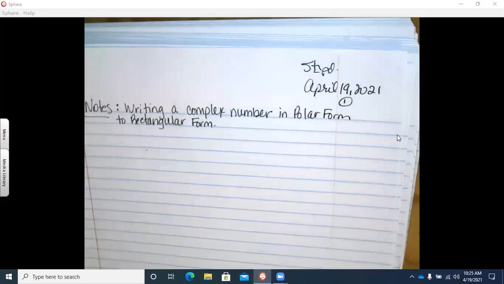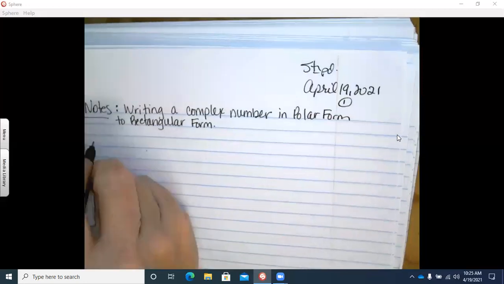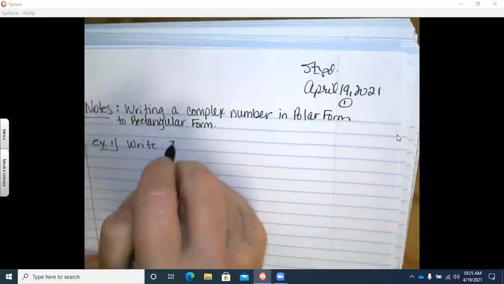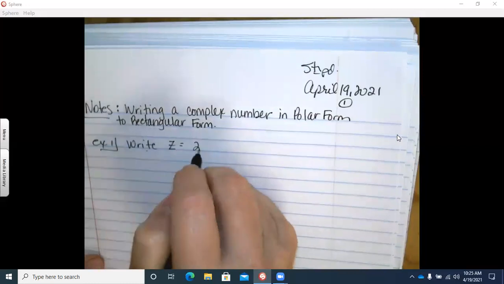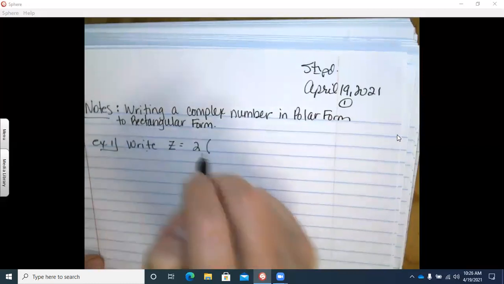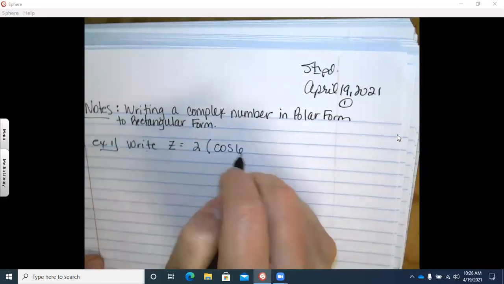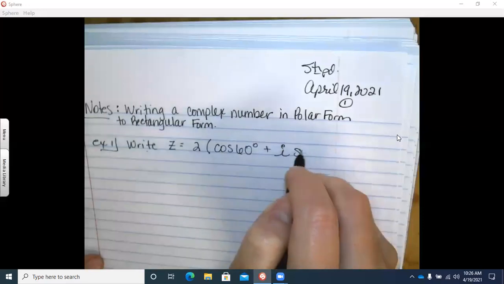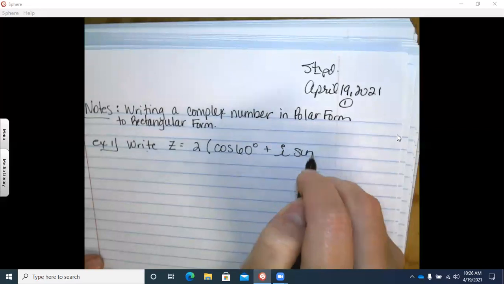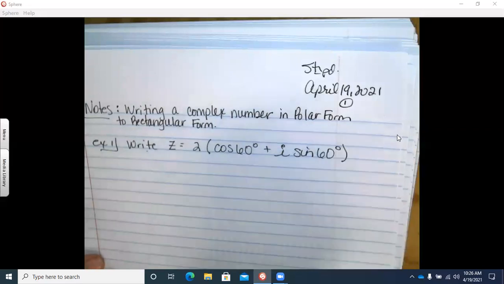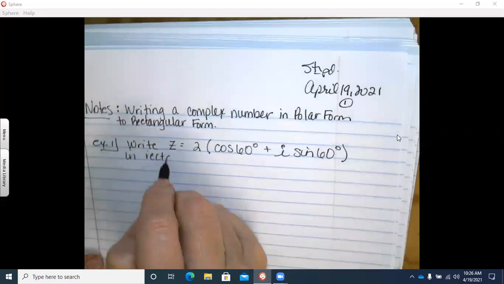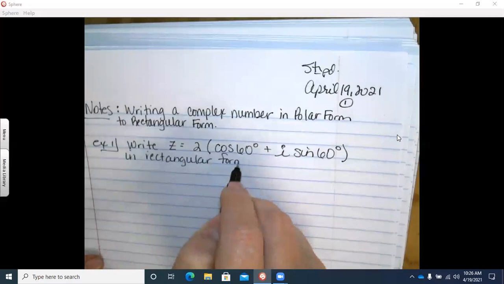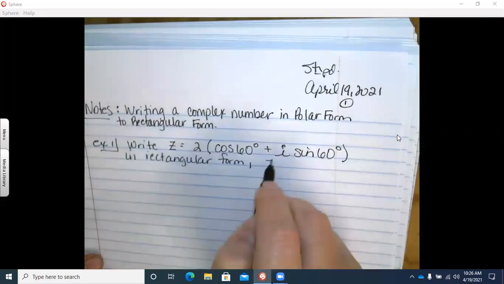All right, so example 1, we are going to write z equals 2, open parentheses, cosine of 60 degrees plus i times the sine of 60 degrees, in rectangular form, which is z equals a plus bi.